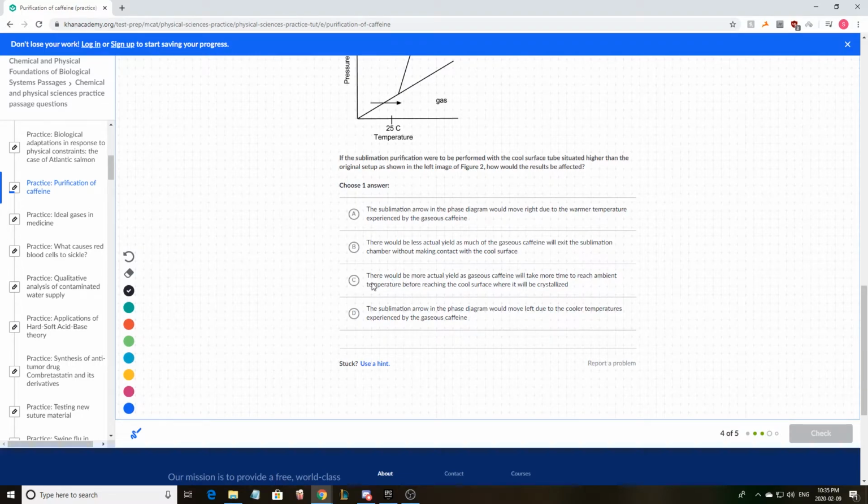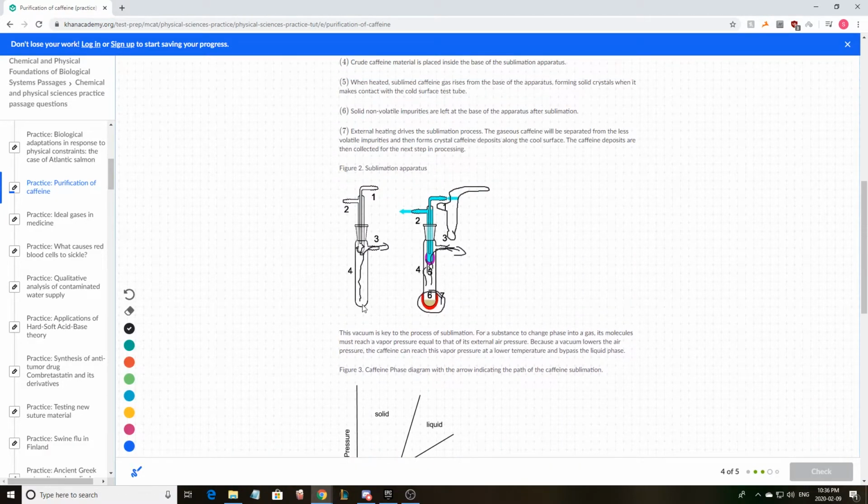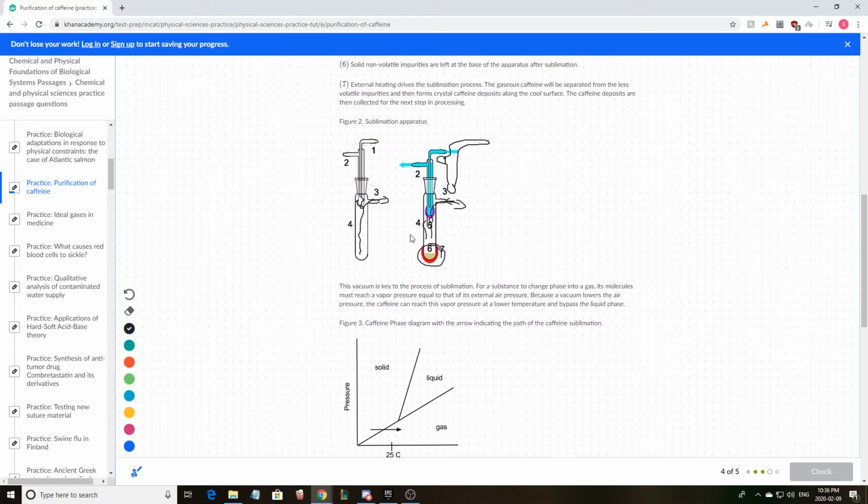Option C states there would be more yield as gaseous caffeine will take more time to reach ambient temperature before reaching the cool surface where it is crystallized. I know this may seem like an appealing choice because you may think that the amount of time it takes for the caffeine to rise, it will essentially be cooler, and then it's more likely to turn into a solid. But remember, what we need here is a drastic change in temperature. So we need the cooling tube to be close, because what we want to have happen is we want it to turn straight from a gas to solid crystal form.